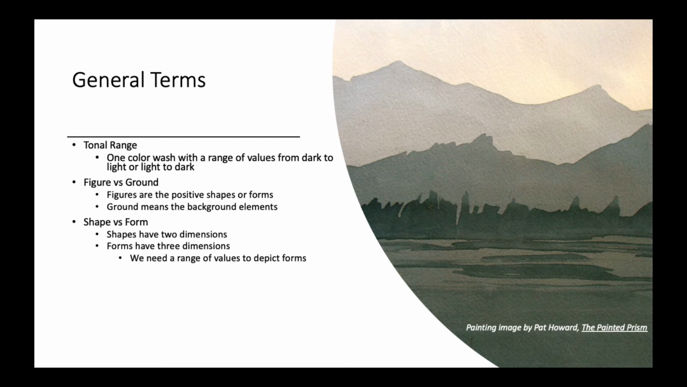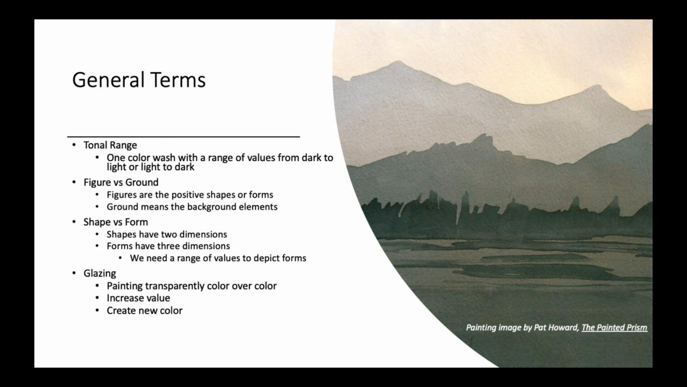And then 2 other terms we need to understand are shape and form, and how they are the same and different. Shapes have 2 dimensions, so height and width. A circle would be a shape, a rectangle would be a shape, and a form has 3 dimensions. So now we're adding that depth to the shape. So instead of a circle, now we'll have a sphere. In order to depict 3 dimensions on a 2-dimensional surface, we need to have value. We want to work the light to dark, and we want to see how light hits an object. So we need value in order to depict that.